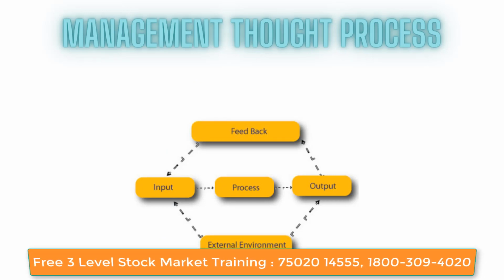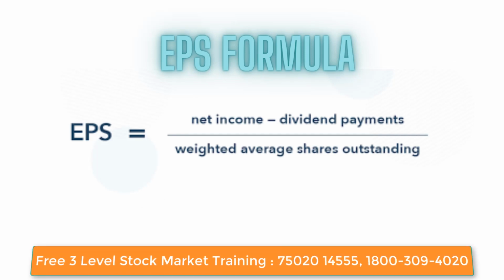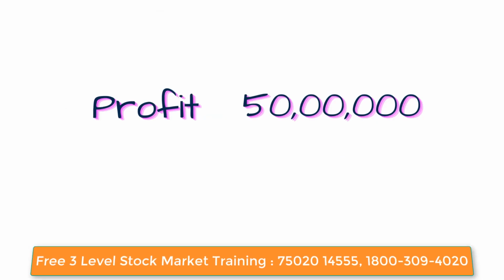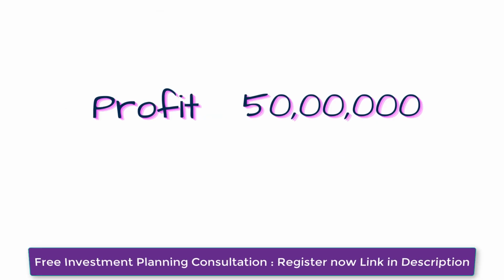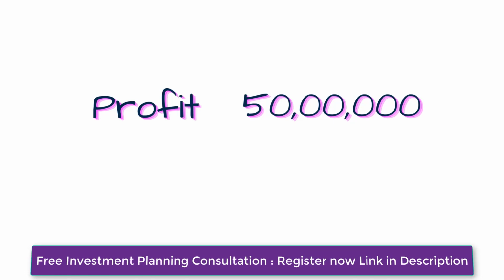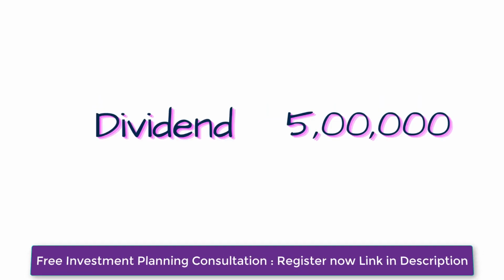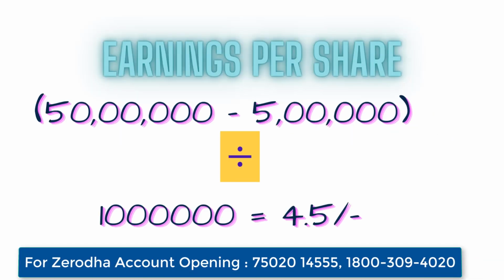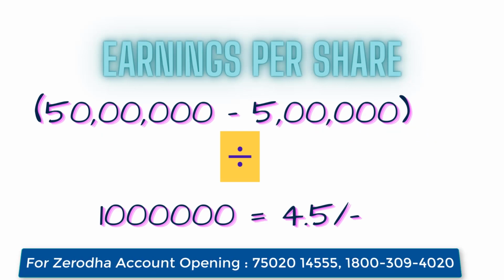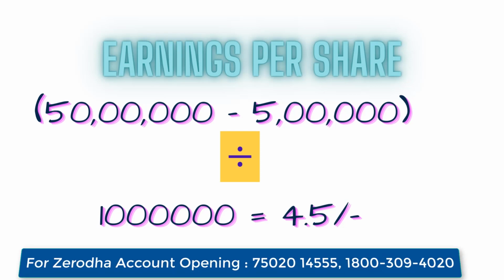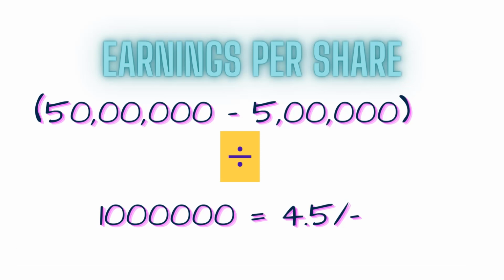The formula for earnings per share is net income minus dividends divided by total number of outstanding shares. For instance, ABC Limited records a profit of 5 million rupees and needs to pay 500,000 rupees dividends to the shareholders. The company has a total of 1 million outstanding shares. The earnings per share will be calculated by deducting 500,000 from 5 million divided by 1 million gives an earnings of 4 rupees and 50 paise per share. It means the company generates 4 rupees and 50 paise for each of its outstanding shares.